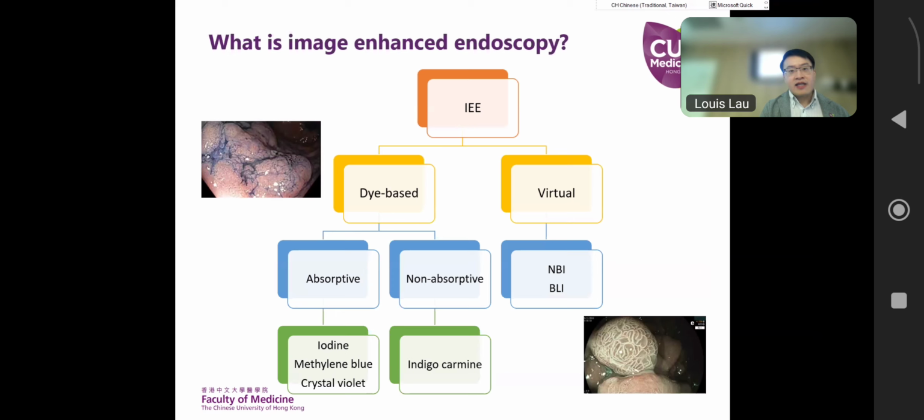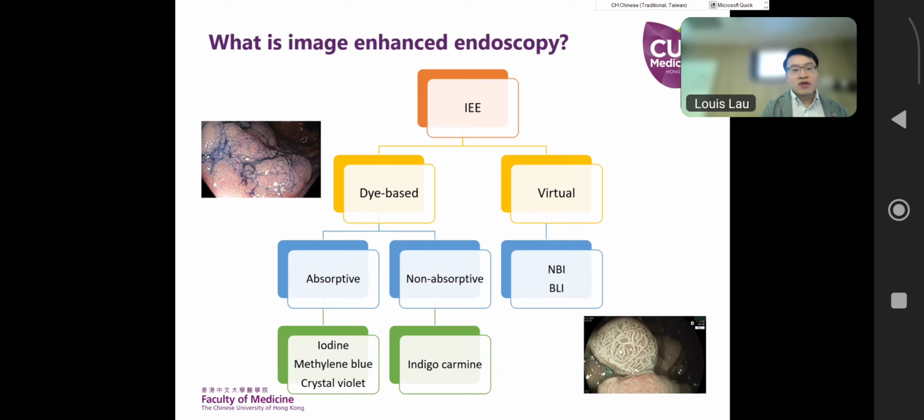In fact, we all need to know what exactly is image enhanced endoscopy. There are basically two major types. What we are talking about, MBI and BLI, are those virtual chromoendoscopy. They make use of optical techniques, producing light filters to enhance the differences between normal and abnormal. Traditionally, we relied on the dye-based one, but with the good use of this technology, we can switch over to the virtual one.